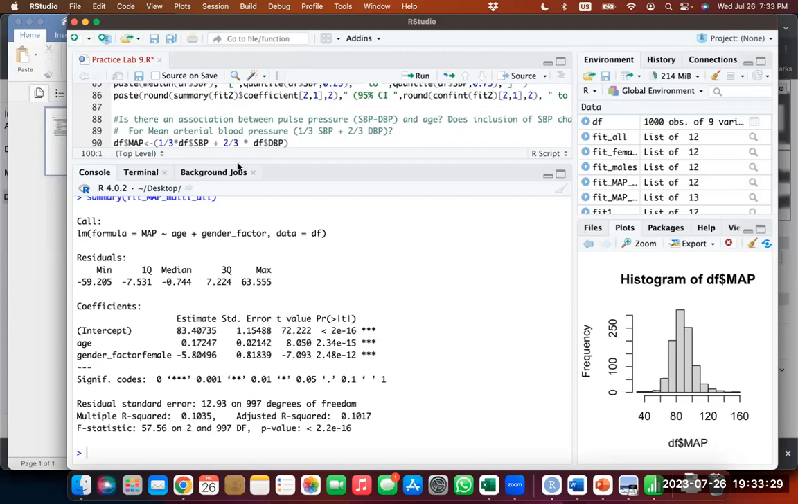All right, we're 3 minutes over. Any questions? The histogram, that's the mean arterial pressure. We calculated it here, line 90. Let's go one by one through each line. You'll find it. Any other questions?